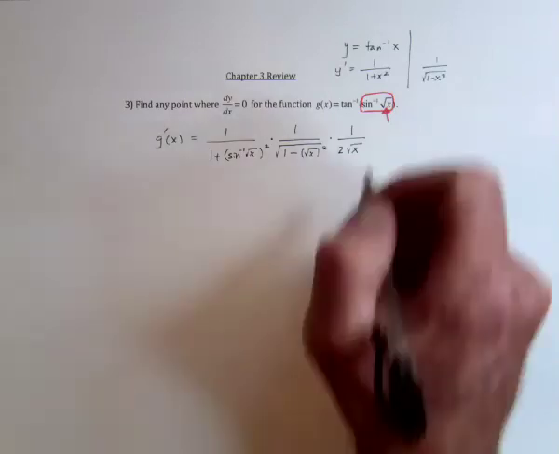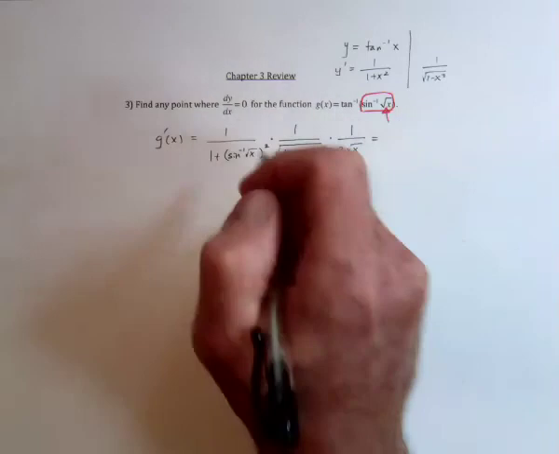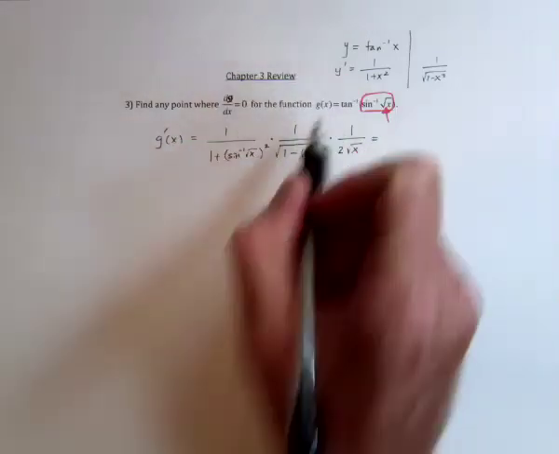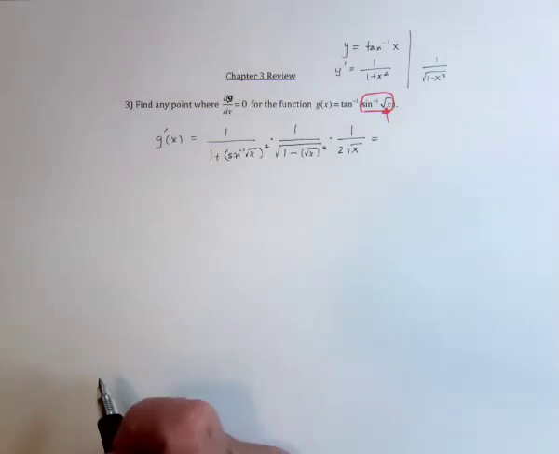And then find out where the derivative equals 0. Oh, I just noticed this should have said a letter g. So our function is called g. Find out where that derivative is set equal to 0.